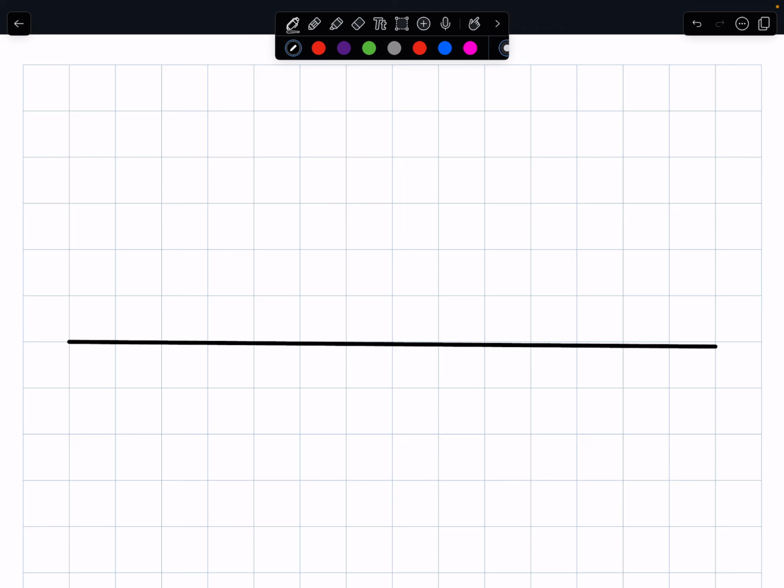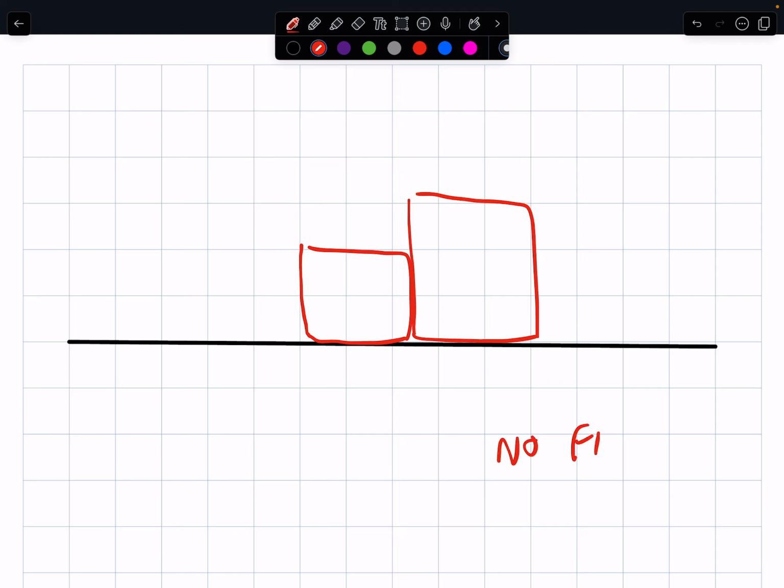All right. So yeah, 2 blocks, because I love blocks. There's one block, and they're sitting next to each other on a level, frictionless surface. Let's do some numbers here. Let's say that the first block has a mass of 2 kilograms, and the second block has a mass of 8 kilograms.